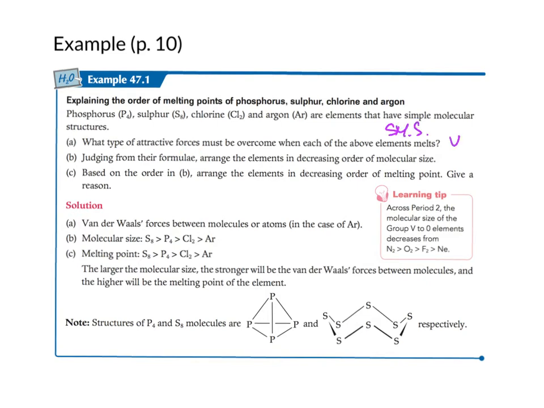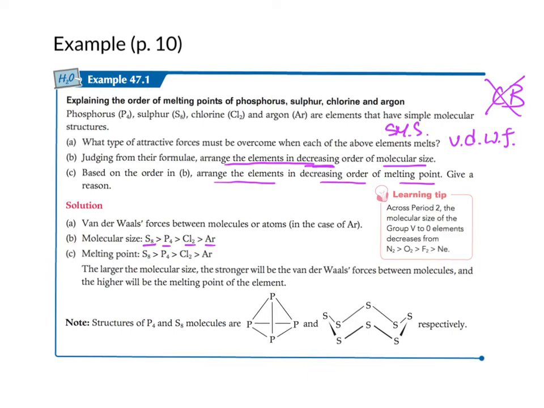So remember the attractive force when simple molecular structures are melting. We are talking about the van der Waals force only, not the covalent bond. Remember, not the covalent bond. Next, judging from the formula, arrange the elements in decreasing order of molecular size. Pretty simple: 8, 4, 2, 1. And then, based on this, arrange the elements in decreasing order of melting point.